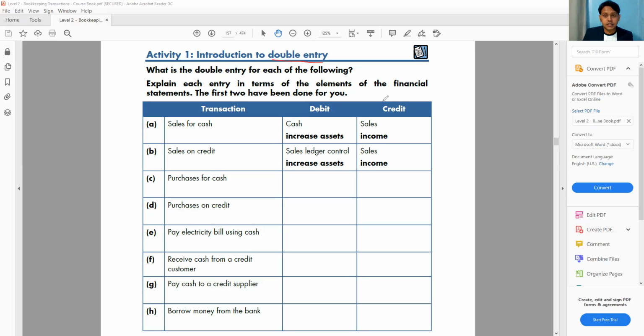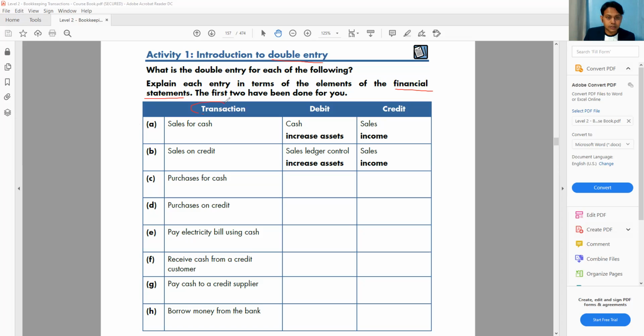Now they said from the financial statement perspective. Financial statement means the profit and loss account and the statement of financial position or balance sheet. So these are the actual accounts prepared by the company and they submit to HMRC. So let's talk about the transaction.